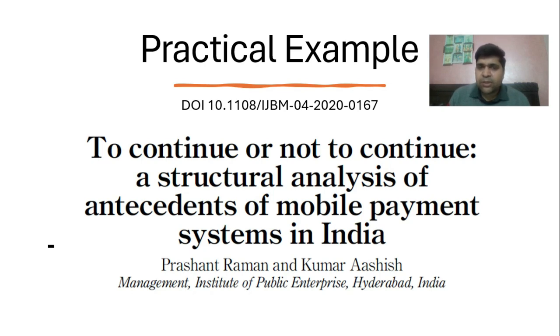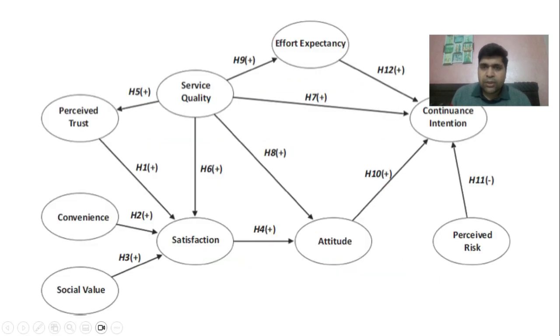Go to the antecedents of mobile payment system, and continue or not to continue. It means that we are testing whether consumers want to continue with the mobile payment system in India or not. And what are the antecedents of the same? If the consumer wants to continue, why does the consumer want to continue with mobile payment systems? Then we come to the dependent and independent variable story. We'll go to the gap.